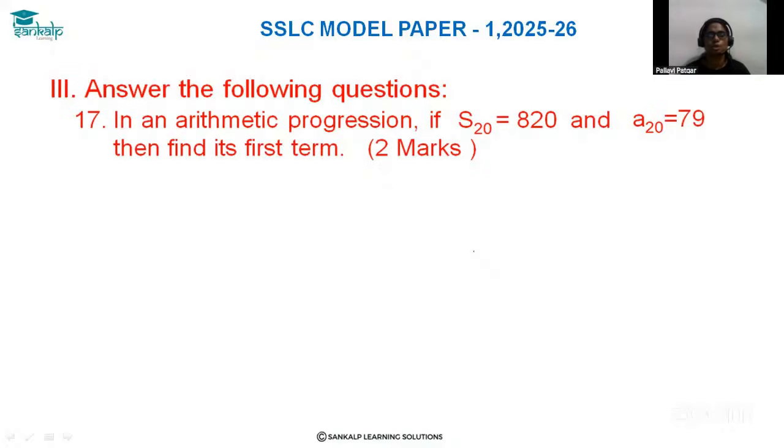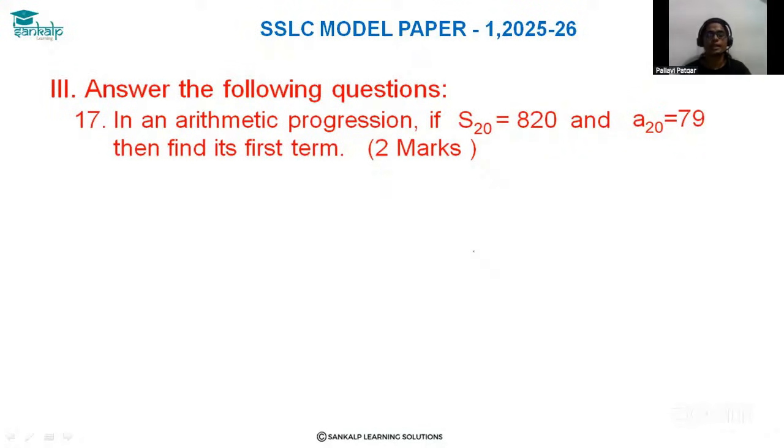Answer the following question. See question number 17. In an arithmetic progression, if S20 is equal to 820 and a20 is equal to 79, then find its first term.